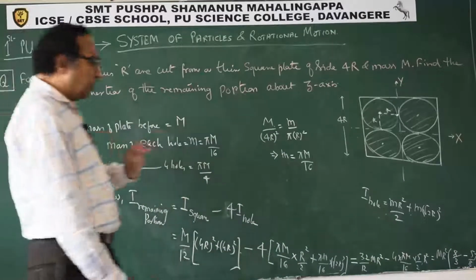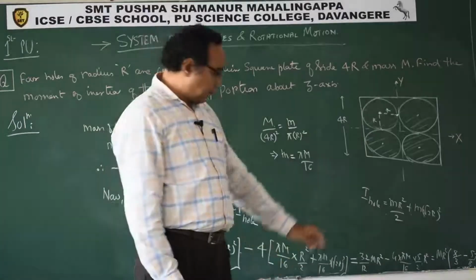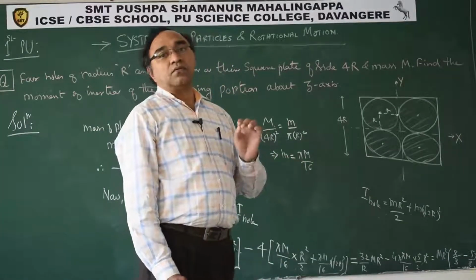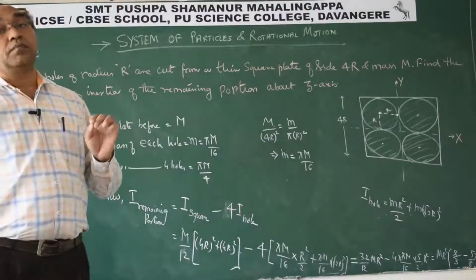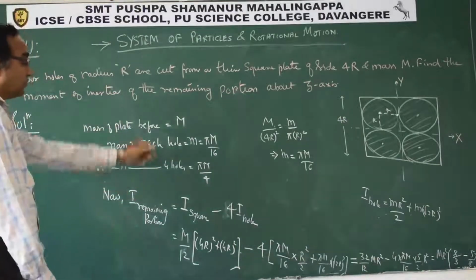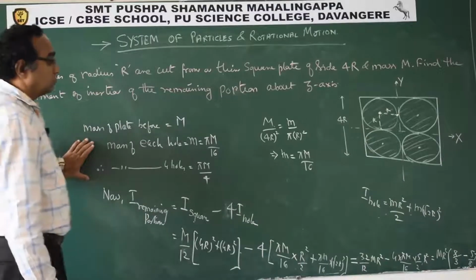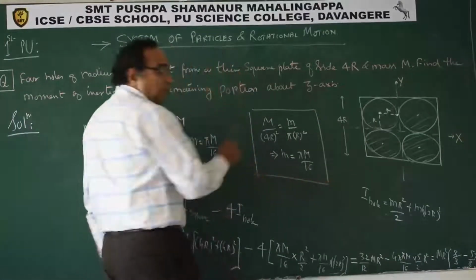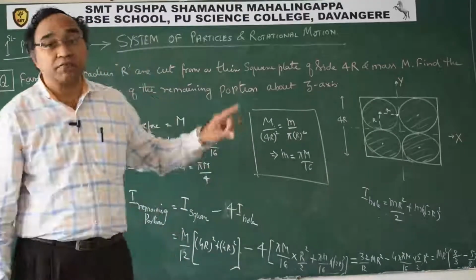So here the calculation might have gone a little bit off track. No worries. What is important is how to find out the moment of inertia of the remaining portion. That is the most important concept involved. See here, what are the steps involved? First of all, how to find the mass of all the holes. So one concept involved is mass per unit area. You must know how to immediately find that out.